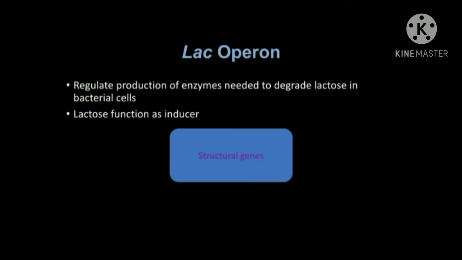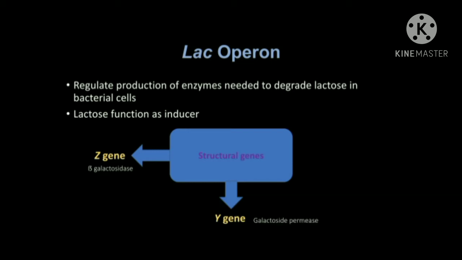Lac operon consists of three structural genes. The first one is the Z gene, and it encodes for beta galactosidase. The second is the Y gene, and it encodes for galactoside permease. A galactoside permease is a protein that promotes the entry of lactose into the cell. And lastly is the A gene, and it encodes for thiogalactoside transacetylase. It's an enzyme whose physiological role is not discovered till yet.